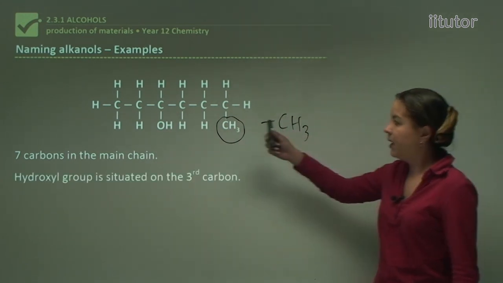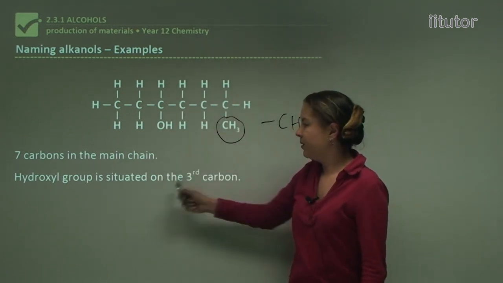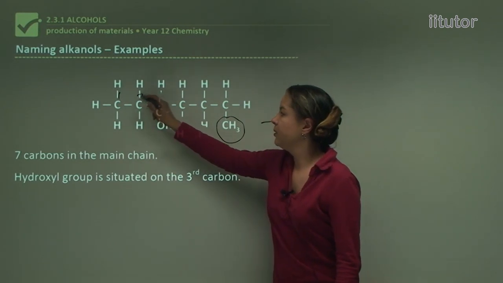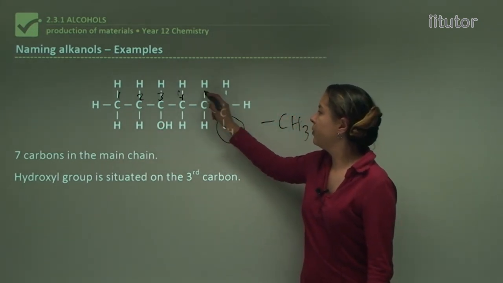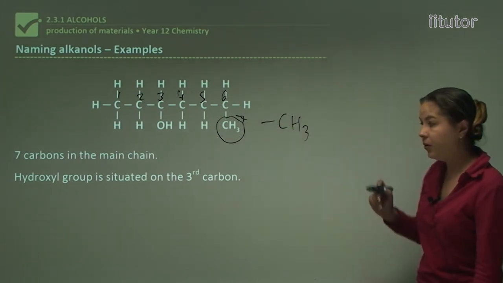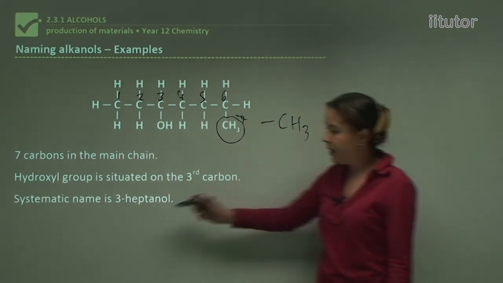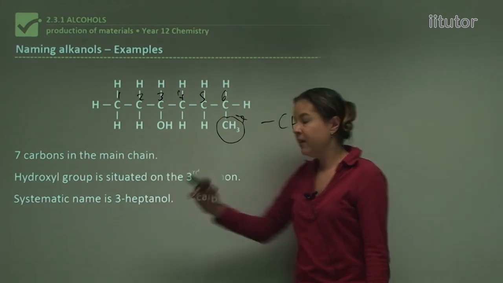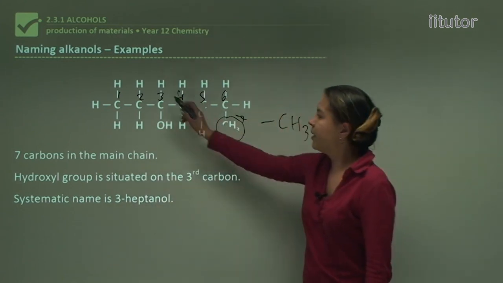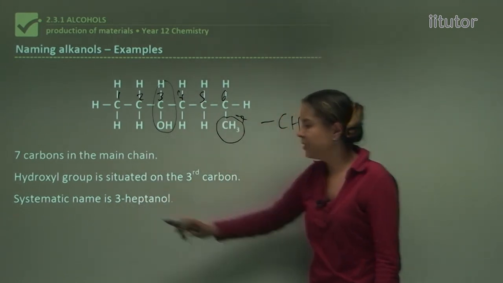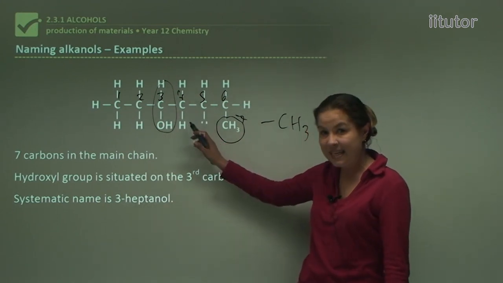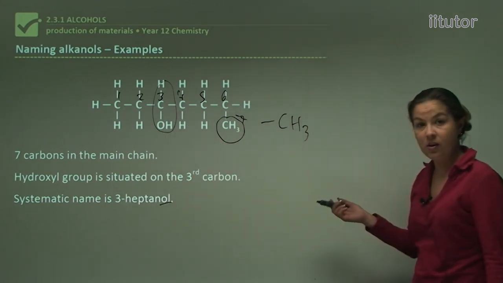So it's going to be a hept, and the hydroxyl group is situated on the third carbon. So 1, 2, 3, 4, 5, 6, 7. So it's on the third carbon. So the systematic name is going to be 3 dash. So when you write these things, you have to be very strict. It's always 3, which stands for where the hydroxyl is, dash, hept for 7 carbons, an because it's an alkane, ol because it's an alcohol.